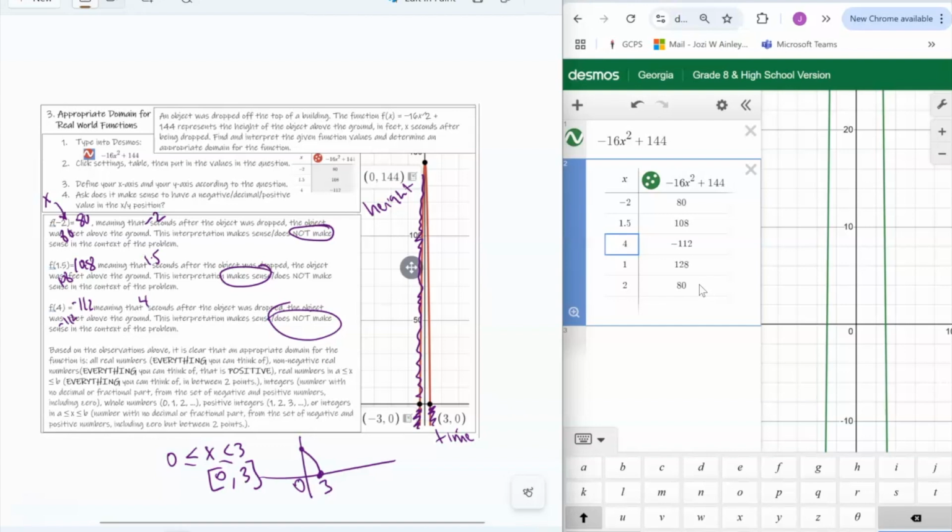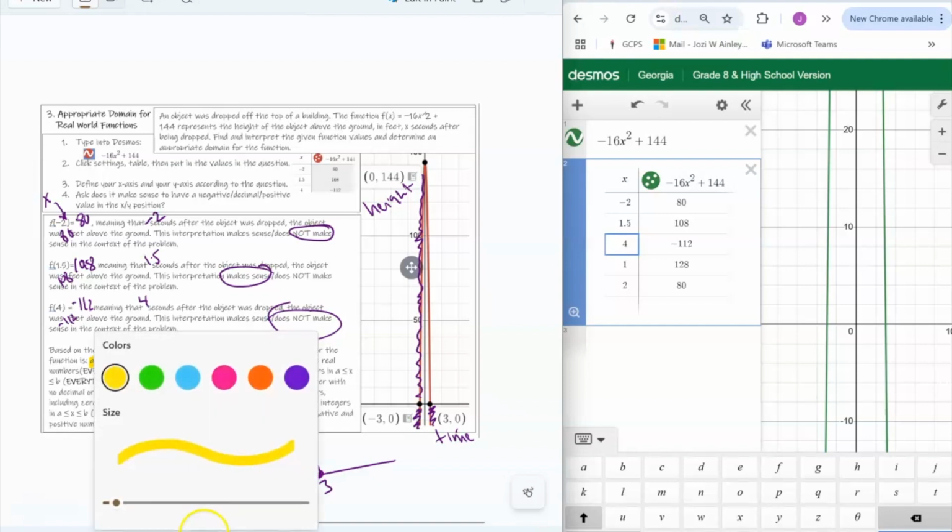All right, so can the answer be all real numbers? And what does all real numbers mean? Every number you can possibly think of. No, because I already know that this answer didn't make sense. You can't have negative time and you can't have negative height. So no, it's not all real numbers.